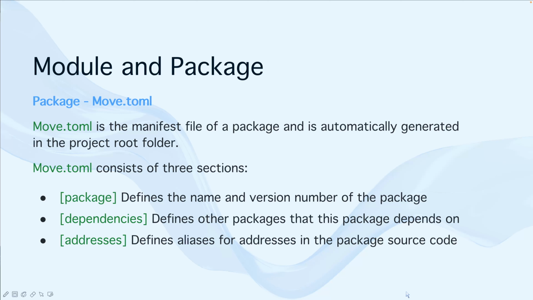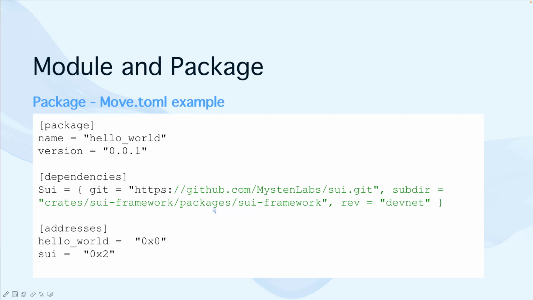Alright, this is a code example of the Move.toml file of a package. So we see that we have the package with the name hello_world and also the version 0.0.1, with the Sui framework as the only dependency. So we see that the Sui standard library dependency is defined using a GitHub repo here, but it can also point to a local library using its relative or absolute file path. And the address section here is pretty simple.